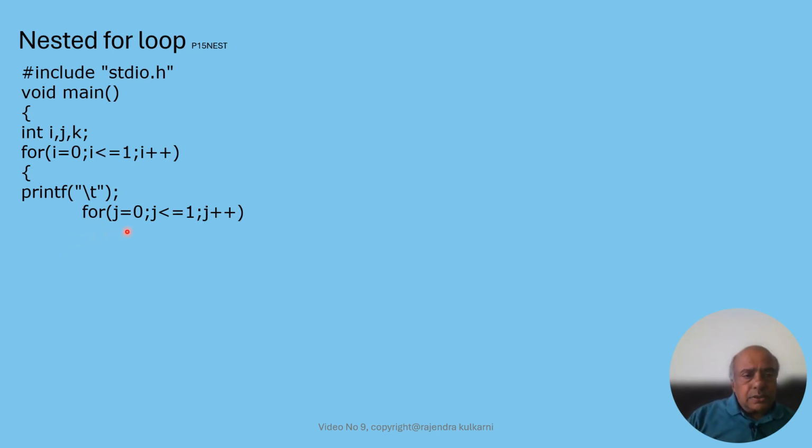Then another loop, the j loop, for j equal to 0, j less than or equal to 1, j plus plus. Another opening brace of the j loop and a printf new line statement. Third loop, the innermost loop, the k loop, for k equal to 0, k less than or equal to 1, k plus plus.